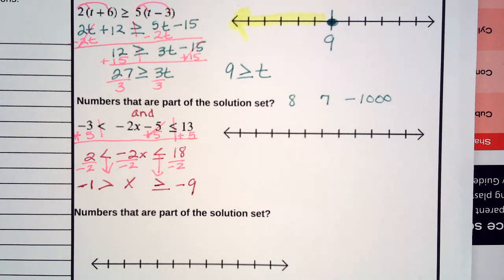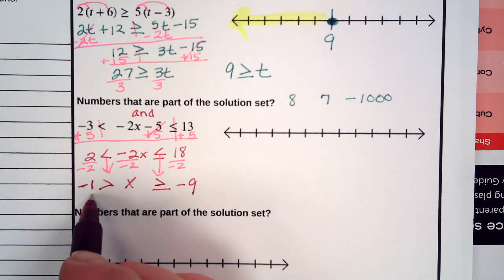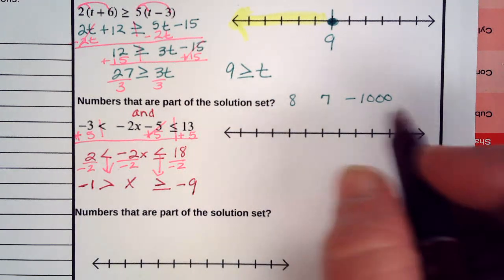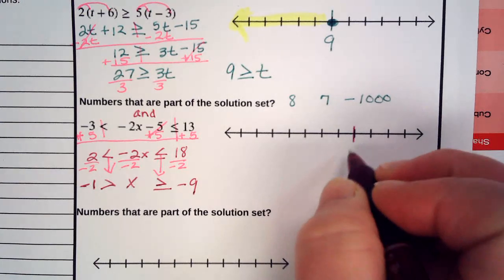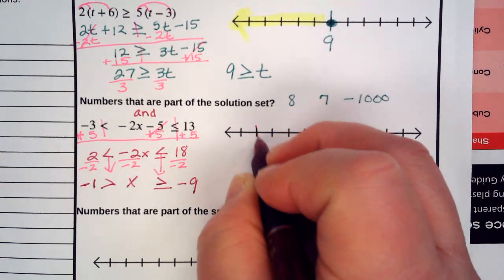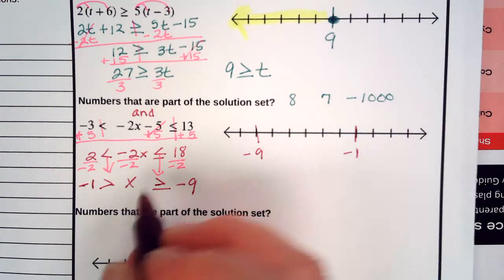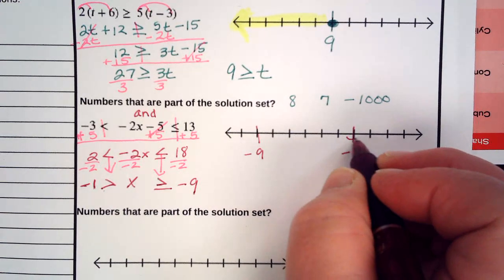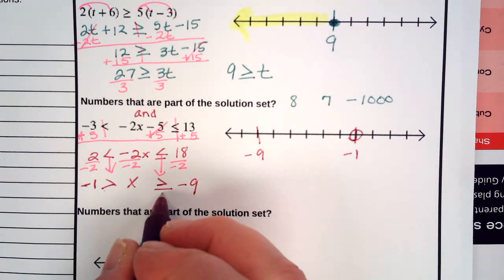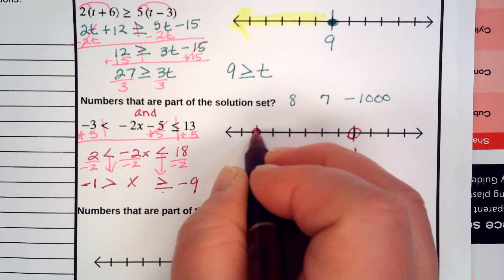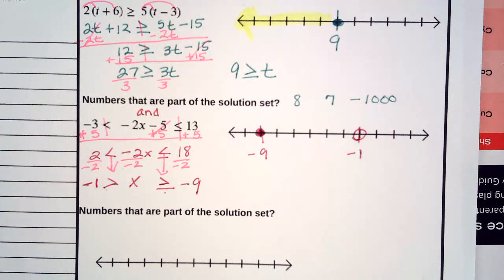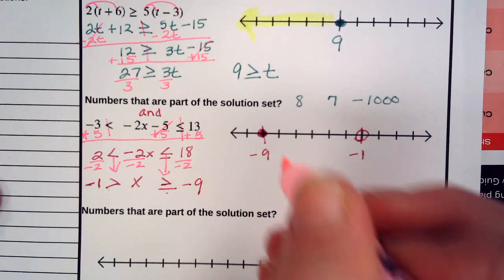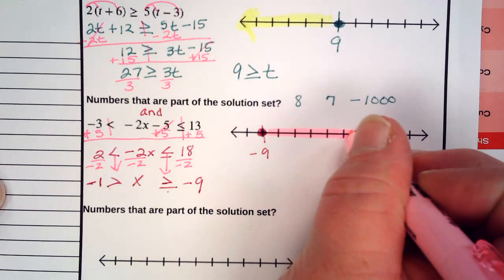So, if you notice, x is between negative 1 and negative 9. So here is negative 1, here is negative 9. This one is an open circle. This one is a closed circle. I'm going to highlight everything in the middle.